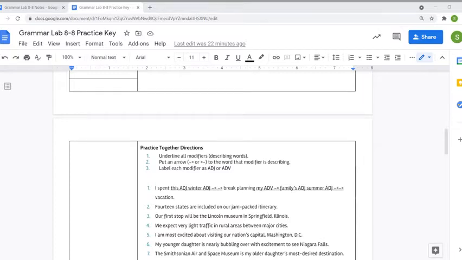Of these, we have the word vacation. What's describing vacation? Sometimes it's easiest to figure out a word's being described before we figure out what's describing it. So summer describes a vacation. That's why we have an arrow. Summer is an adjective describing vacation.